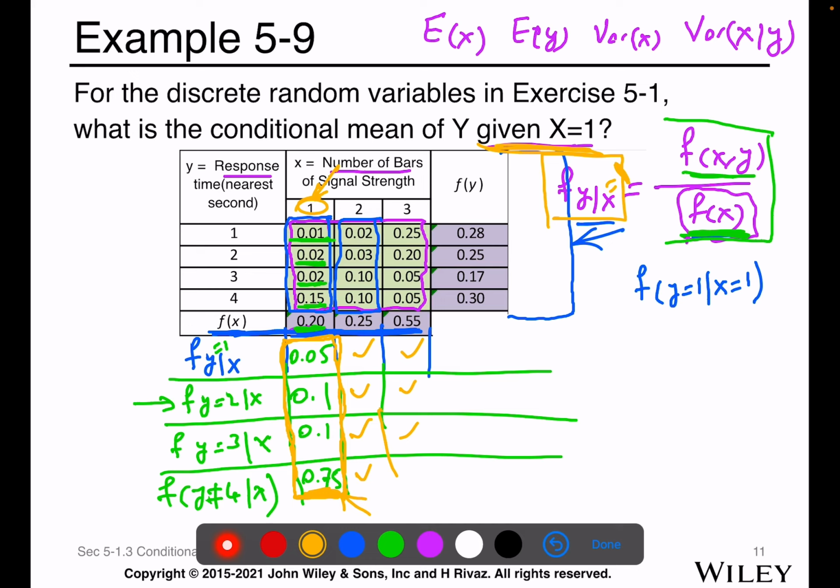Any questions so far? I haven't calculated the mean yet. I just calculated the conditional PDF so far. Any questions about how I calculated it? These 4 numbers tell me f of y given x is 1. If the question wanted f of y given x equal to 2, then you would have to compute this column. So this is f of y given x is equal to 2.